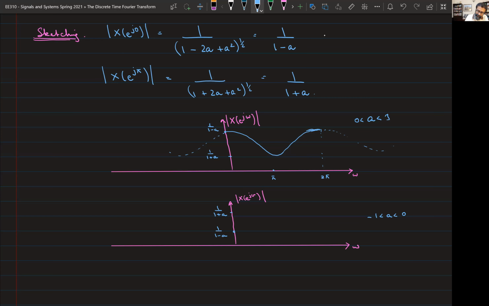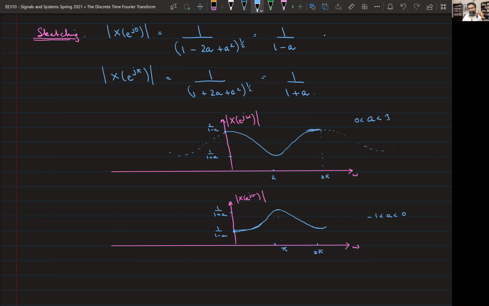And if this is pi, and this is 2 pi, this is what the magnitude of the Fourier transform looks like. Right? So yeah, this is pi. When a is negative, I see that there's a peak at the frequency of pi, and when a is positive, the peak is at omega equals 0 or omega equals 2 pi, right? Can you make sense of it?